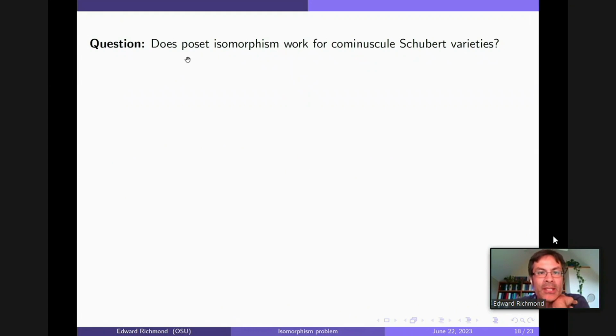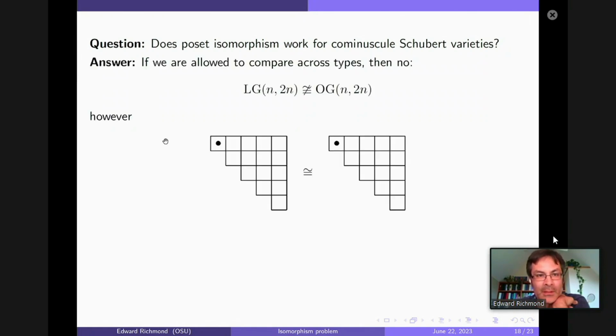Okay, so the question I'll be looking at now is: does this poset structure work for cominuscule Schubert varieties in general? The answer is not really, because if we're allowed to pair across types, which is what we've been doing, then the poset structure of the Lagrangian versus the orthogonal Grassmannian is the same. They both give you the same exact shape, like this. So this is an example of two posets being the same, but the corresponding, in this case, full cominuscule flag varieties are not the same.